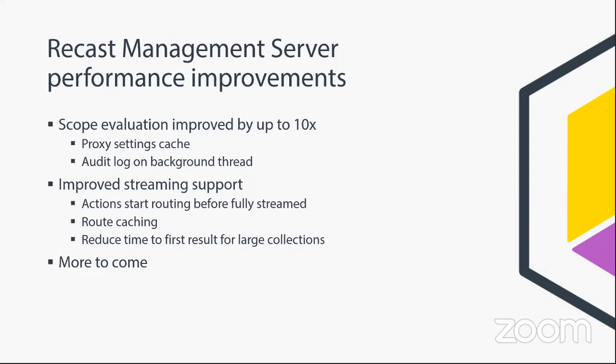And this should significantly reduce the time to first result for large collections. Before it would scale linearly with the size of the device collection, but now it scales sublinearly. So you should see similar performance to getting that first result when running against 10 devices versus 10,000 devices. You shouldn't see a huge uptick in time to that first result. The total execution time will probably go up linearly, but at least the time to that first result will be quicker.